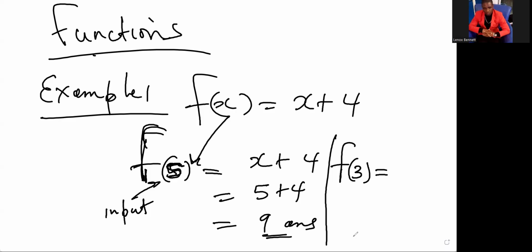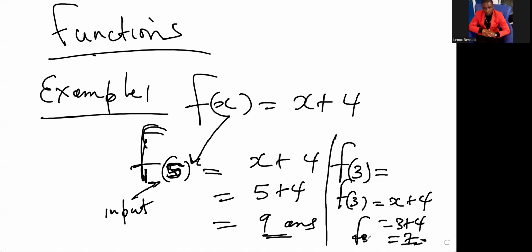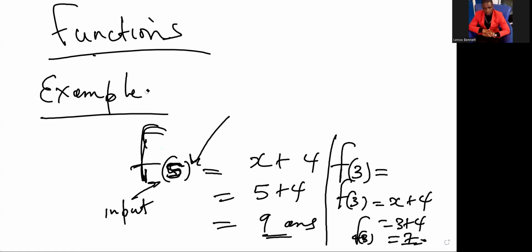So we just replace x. So it will be 3 plus 4, which is equal to 7. Easy as that. So that's f of 3. So that's one good thing about the function. Alright, what if they give us something like this? Does it change anything? Doesn't change much.